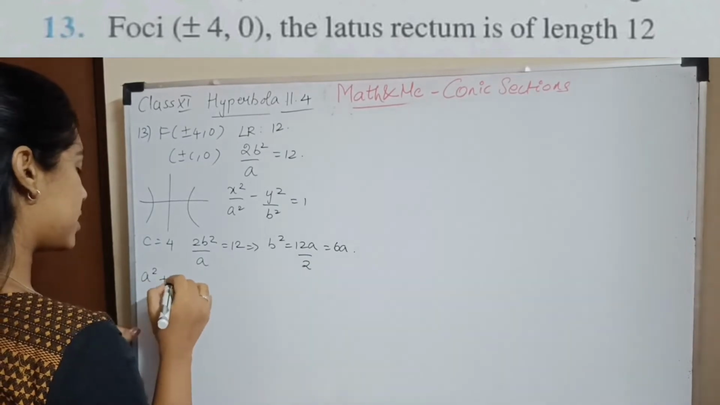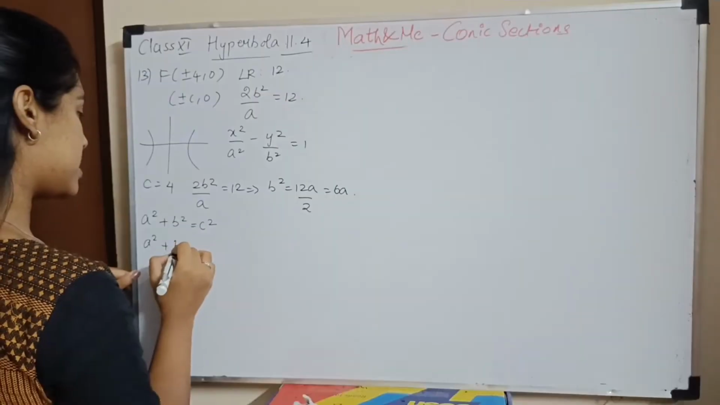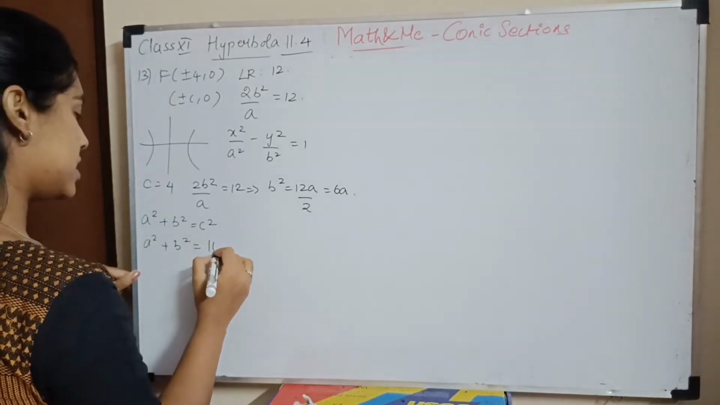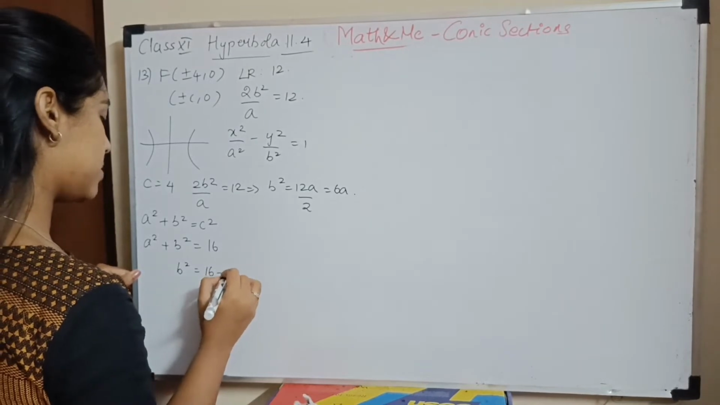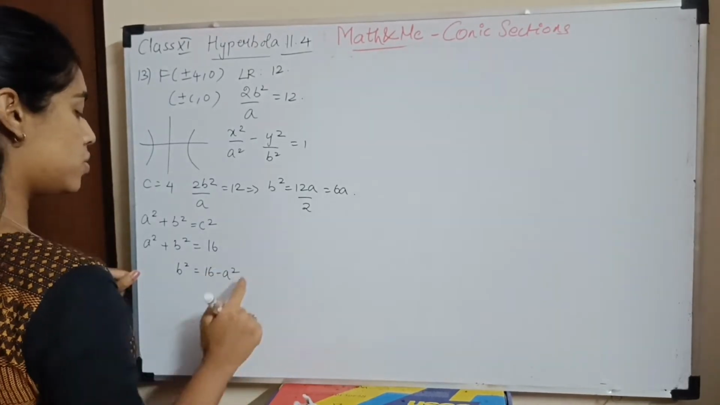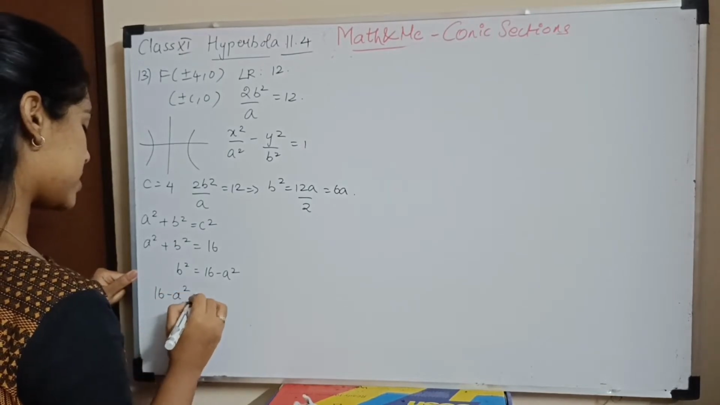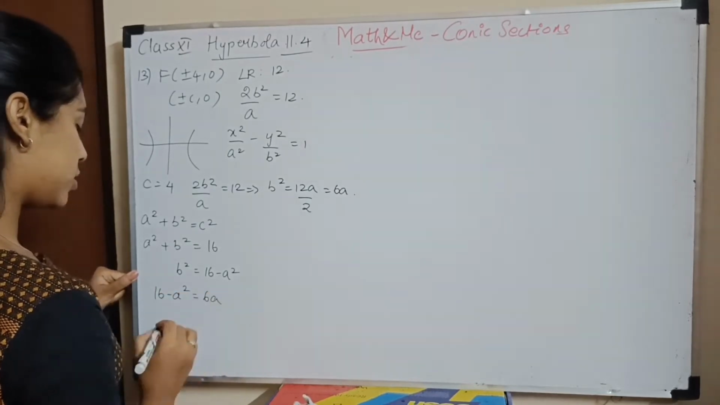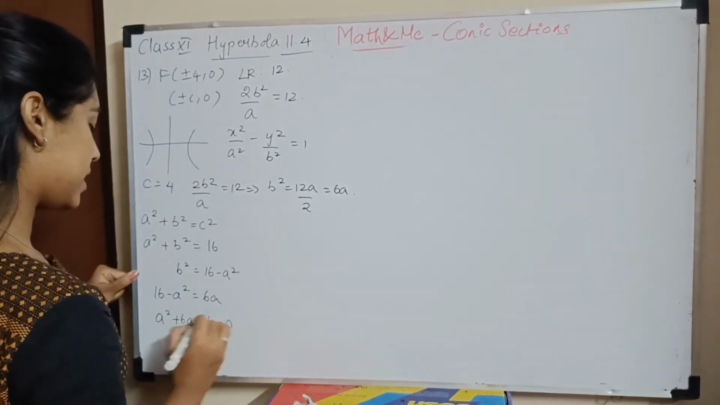What is the other equation that you know? a square plus b square equals c square, and 4 square is 16. So b square equals 16 minus a square. Comparing the two, I have 16 minus a square equals 6a. Bringing everything to my right hand side, I have a square plus 6a minus 16 equals 0.